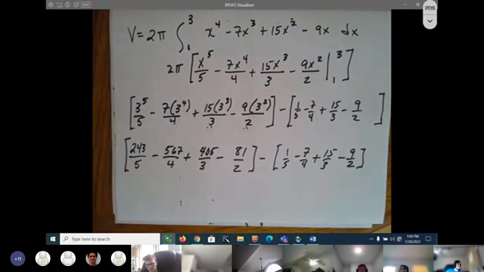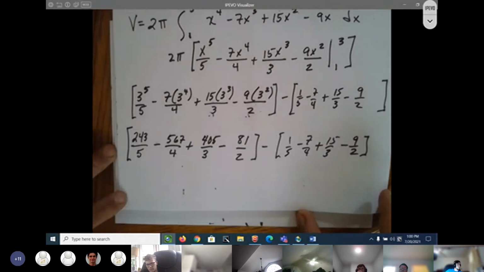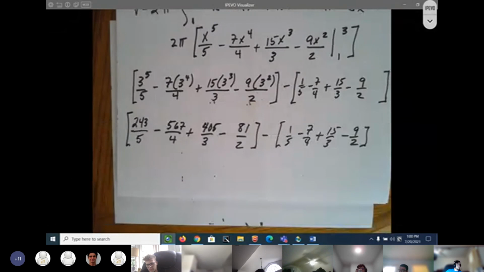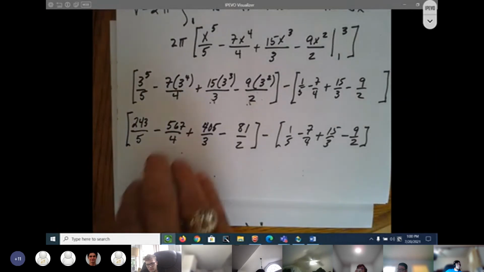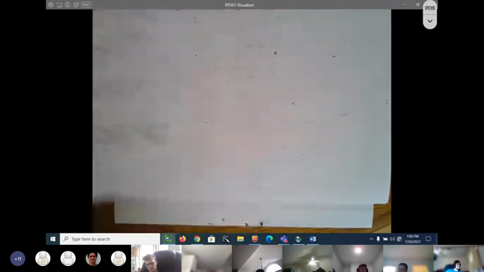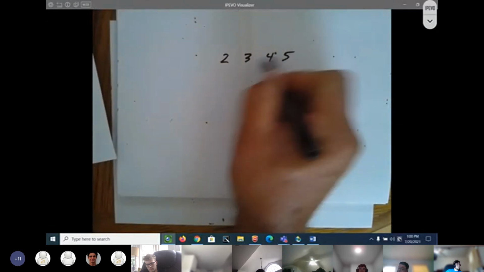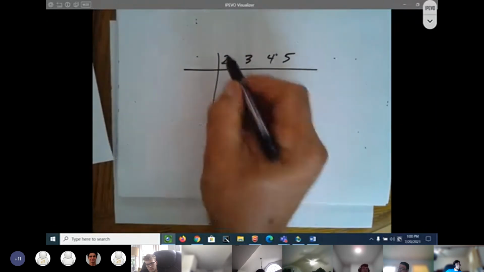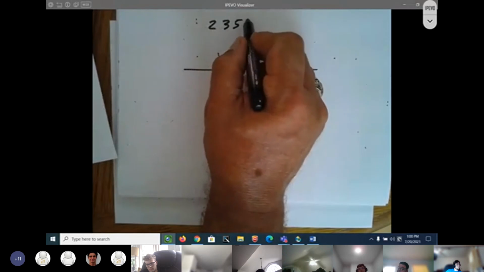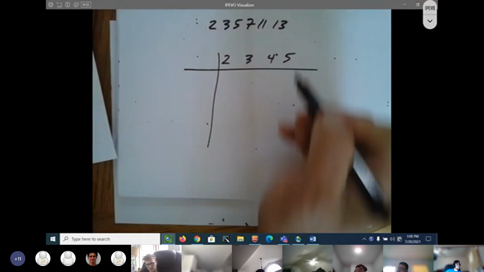I'm going to go ahead and get a common denominator so I can do this in my head, because I don't have a calculator and I don't want to depend on one. Let me go to the next page. 5, 4, 3, 2. 2, 3, 4, 5. Okay, 2, 3, 5, 7, 11, and sometimes 13.